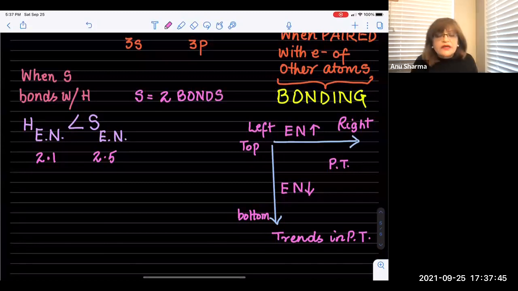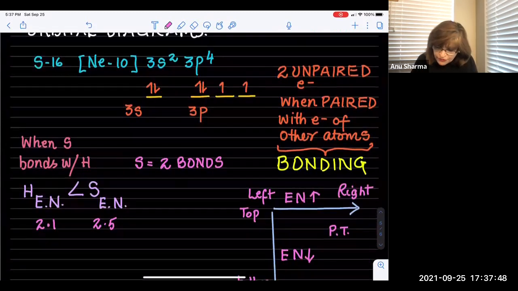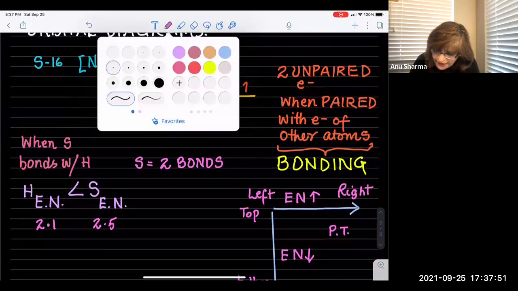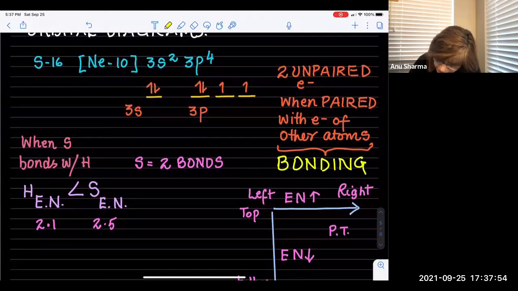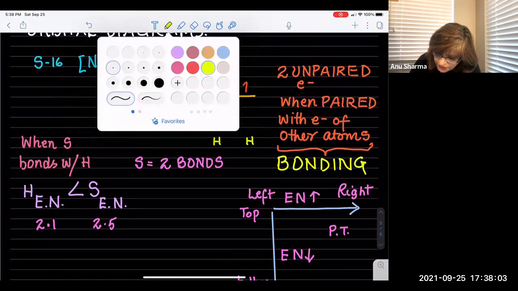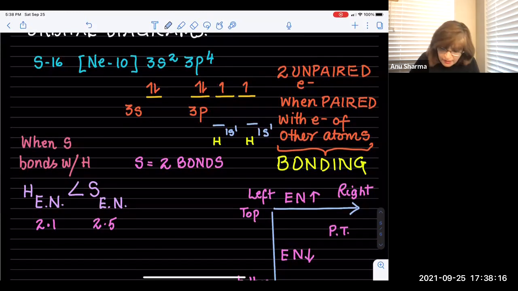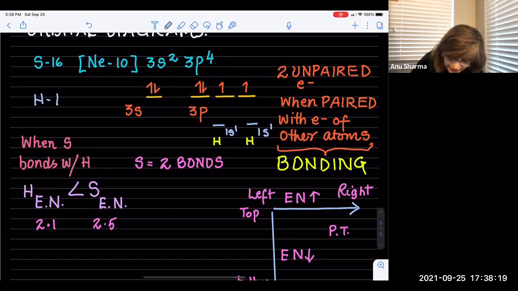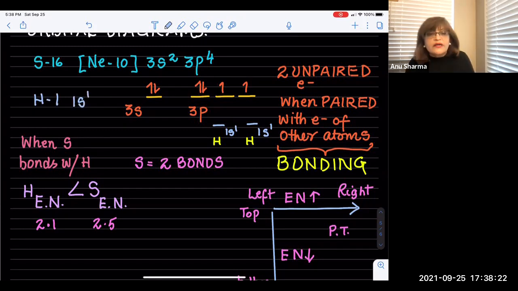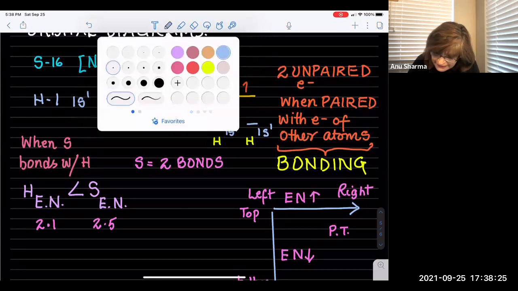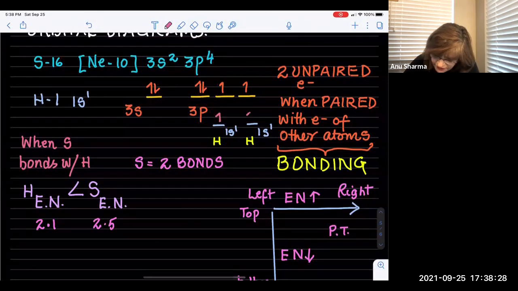Sulfur makes two bonds. Okay, now how are these two bonds formed? So here is the hydrogen, and this is another hydrogen. Hydrogen has what? Hydrogen has 1s1, right? So this is the 1s1 of hydrogen, and this is another 1s1. So one electron. The atomic number of hydrogen is one, so the electronic configuration is 1s1. So hydrogen has this particular electron right here, and this is another electron here.